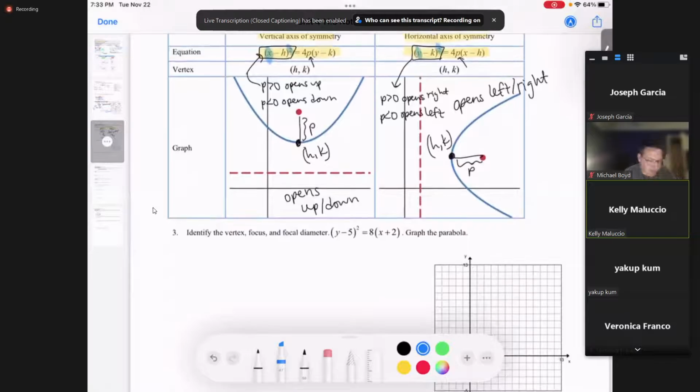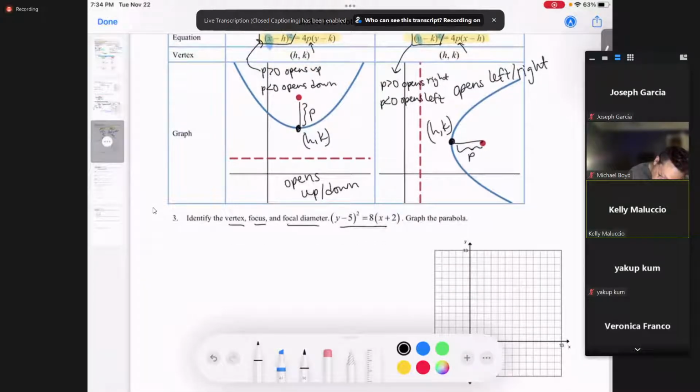Yeah, I know it is a lot here. Okay, so let's try an example. Number 3 says identify the vertex. We want the vertex, the focus, and the focal diameter. They give us this equation and then they say to graph it, right?